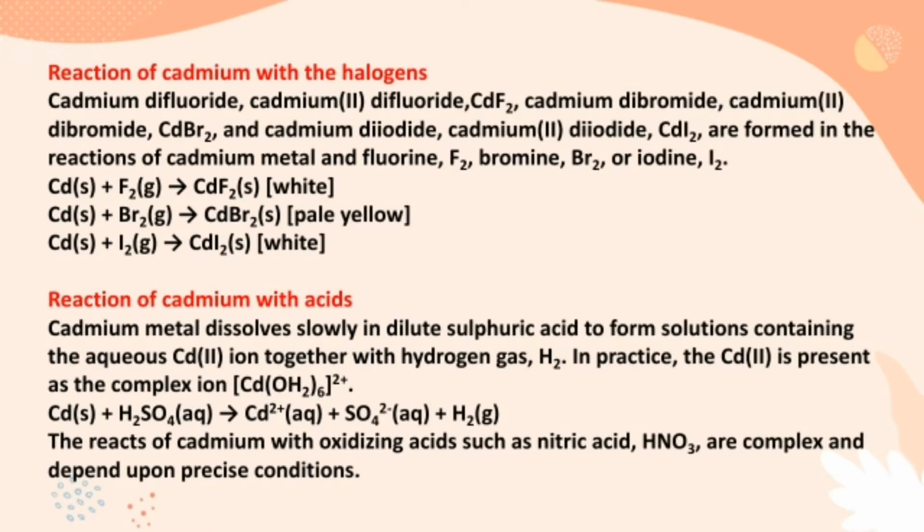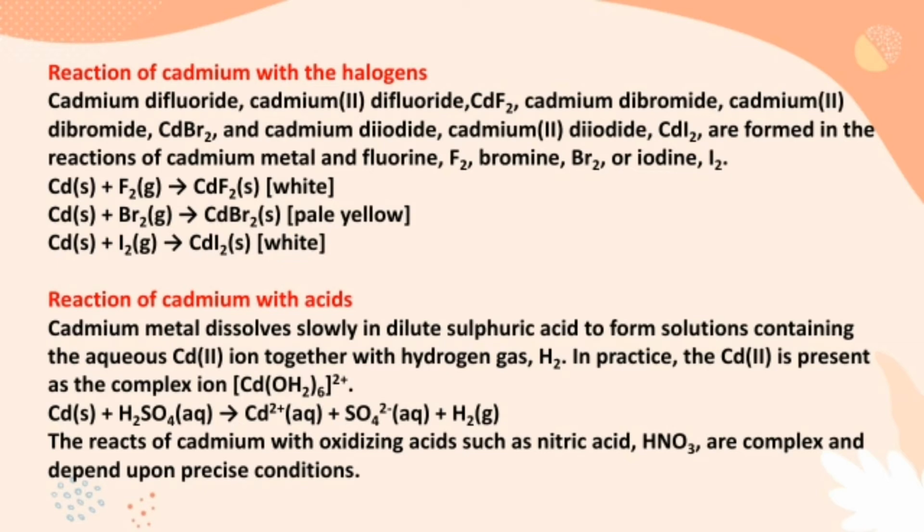Reaction of cadmium with the halogens. Cadmium difluoride, cadmium(II) fluoride, cadmium dibromide, cadmium(II) bromide, and cadmium diiodide, cadmium(II) iodide, are formed in the reaction of cadmium metal with fluorine, bromine, or iodine.